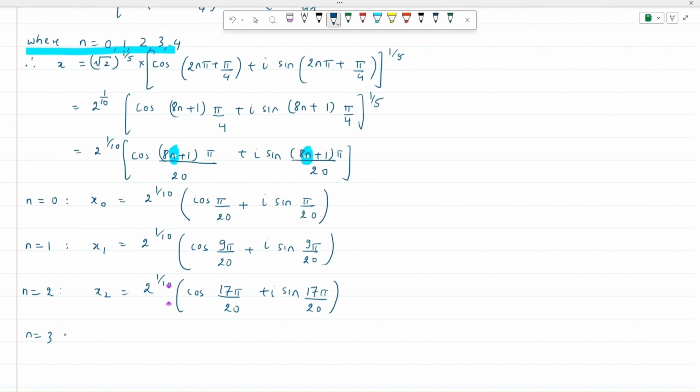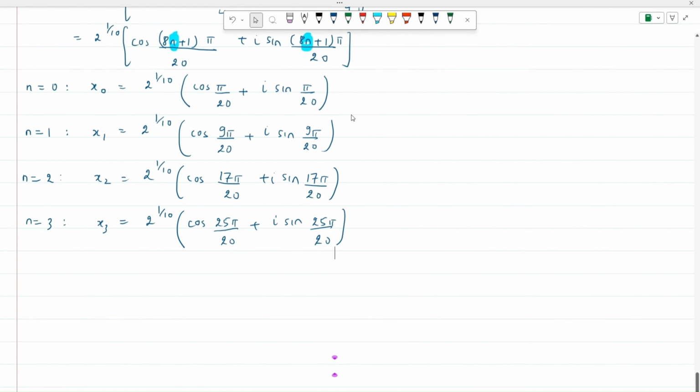n equal to 3 gives us the next root, which is x3, 2 raised to 1 over 10 cos of 25 pi over 20 plus I times sine of 25 pi over 20. And lastly, if you substitute n equals 4, you get the last root, which is x4, 2 raised to 1 by 10 cos of 33 pi over 20 plus I times sine of 33 pi over 20. So these are the 5 roots that we are looking for.